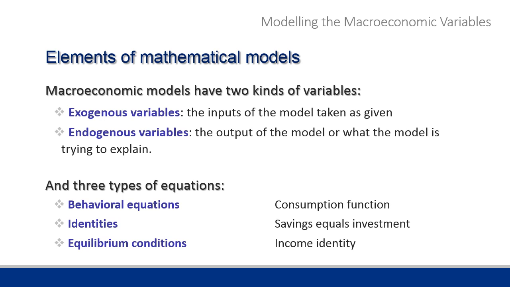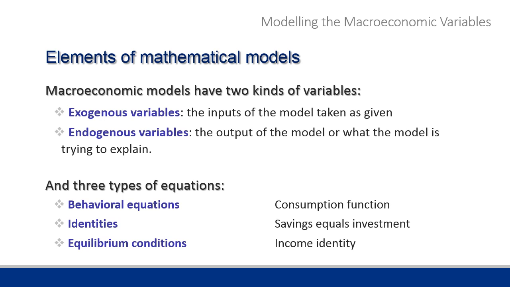For a mathematical model, there are types of variables and types of equations. In terms of variables, there are exogenous or right-hand side variables and endogenous or left-hand side variables. The endogenous variables are the explained variable, and the exogenous variables are the variables that explain the endogenous variable. They sit on the right-hand side.